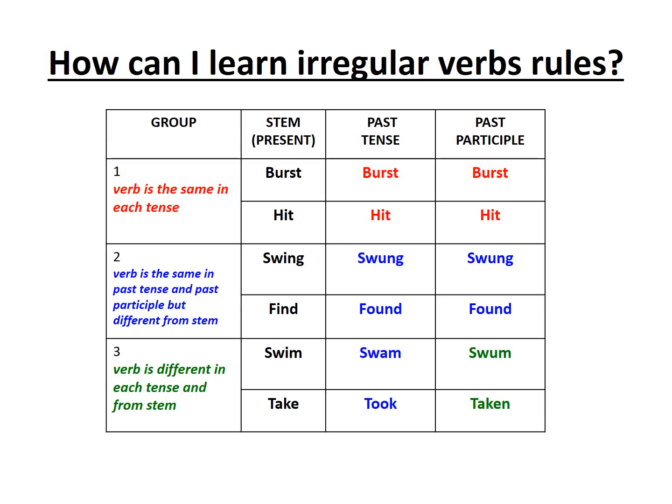Finally, the third group is probably the most interesting to me. It's different in each tense and it's different from the stem. So I swim becomes I swam in the past tense. And then in the past participle, I had swum all that way. I take care of you. I took care of you. I had taken care of you. These are 3 vastly different versions of the same verb. So it's worth identifying which group other irregular verbs fit into. More on this to follow in future videos.